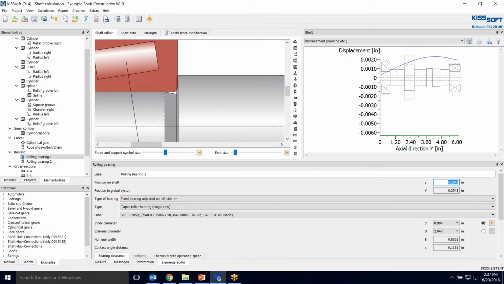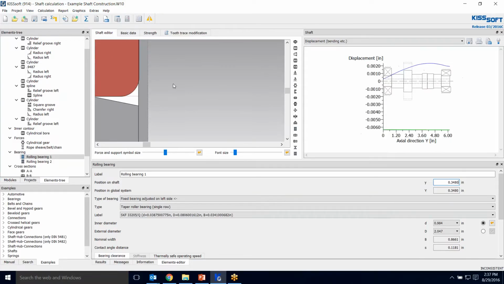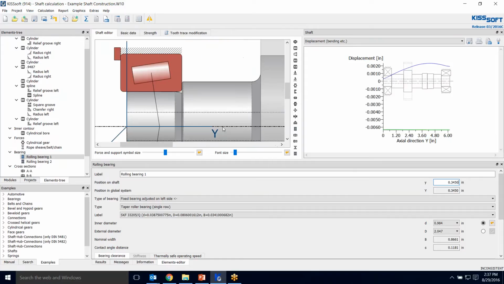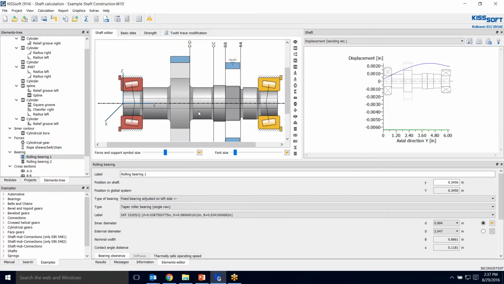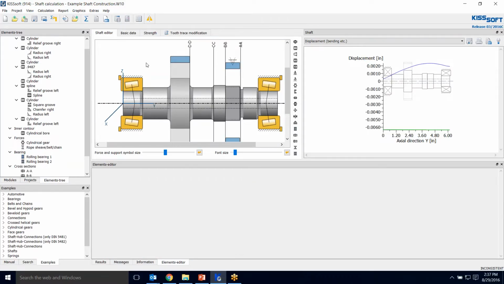That I think should be 0.35. Maybe 0.348. There we go. Okay. And this side here is good. All right. So we're going to preload this, and then we're going to calculate.